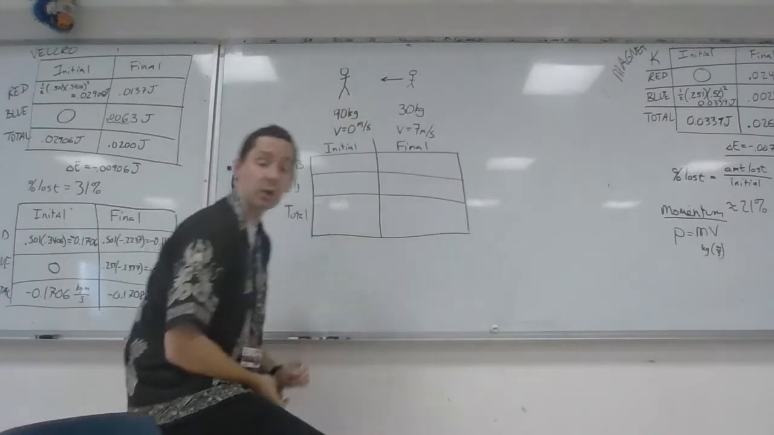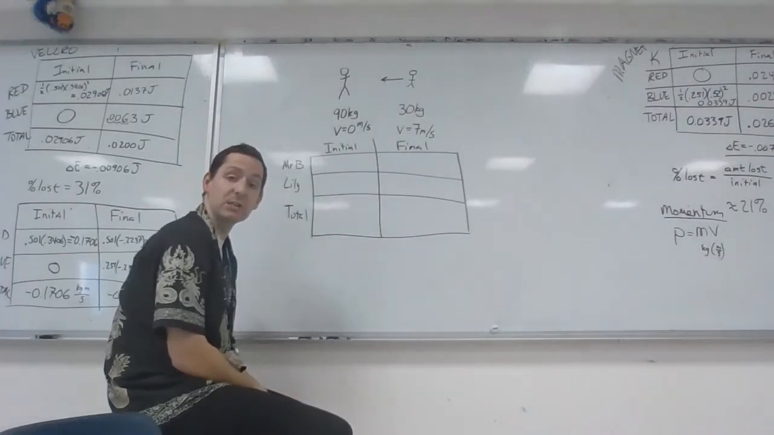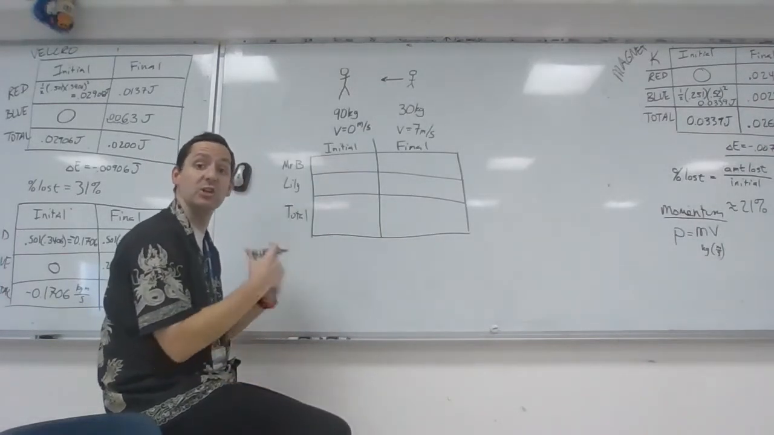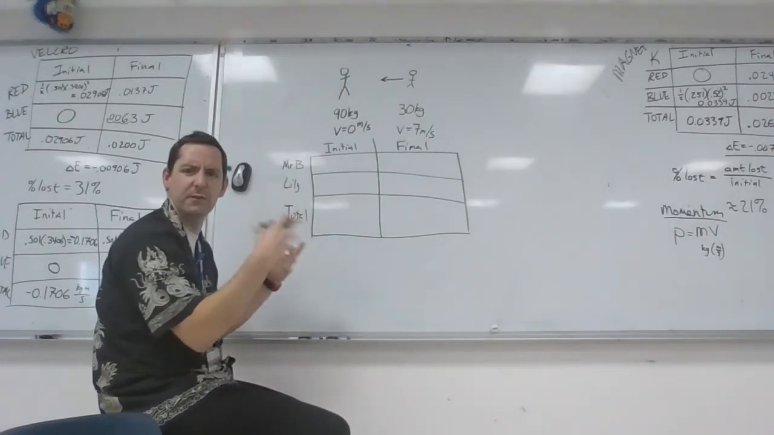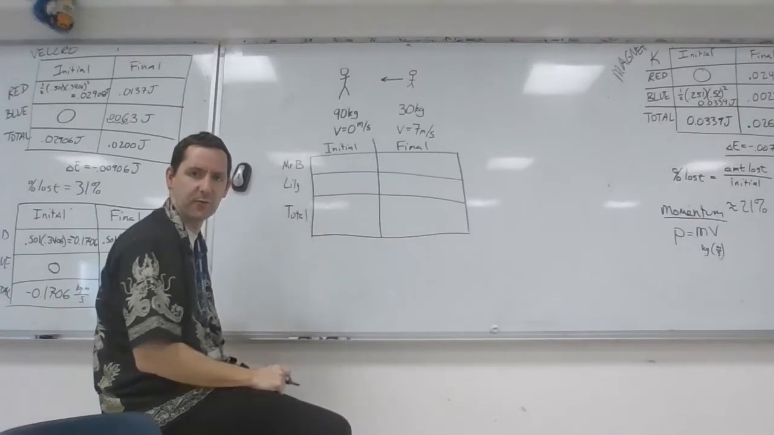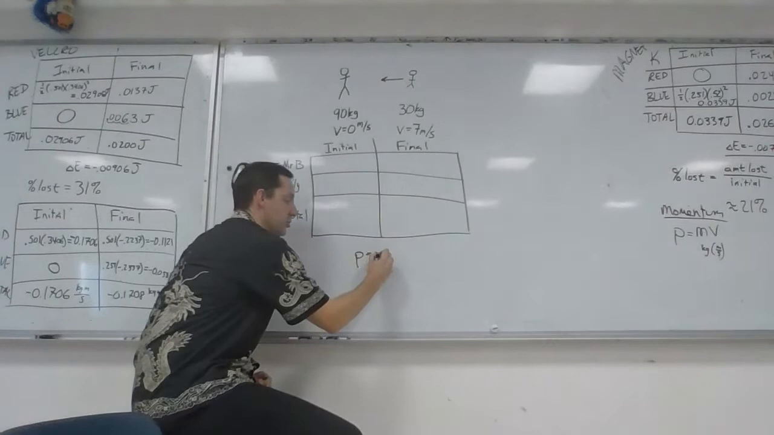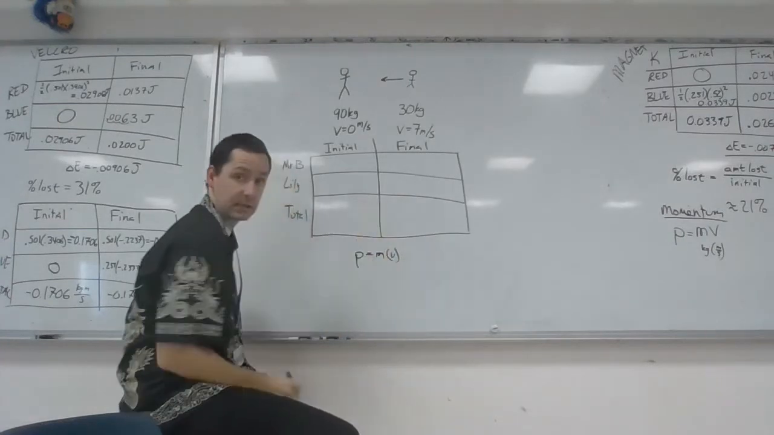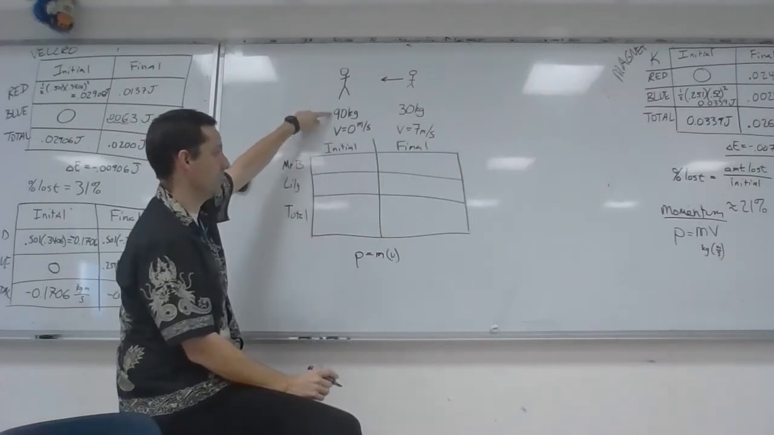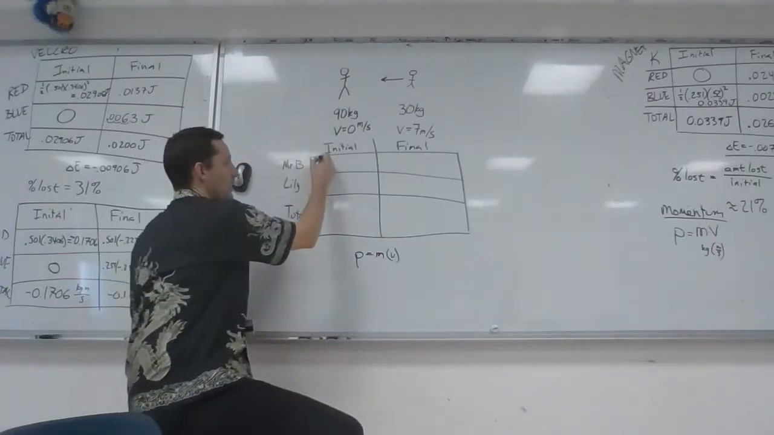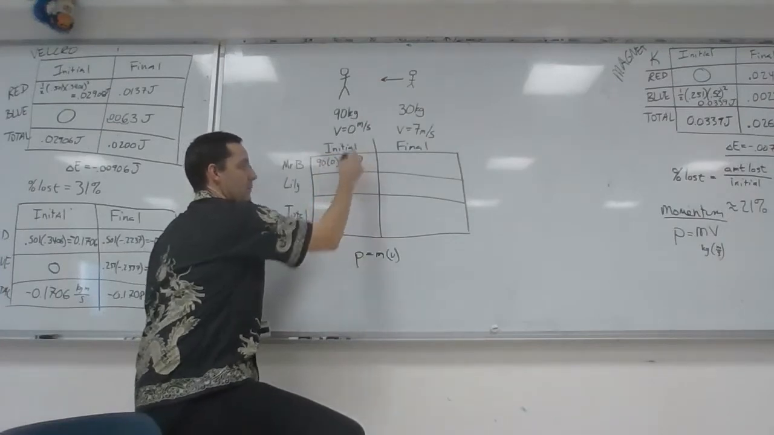Now, we're going to look at momentum here. We're not looking at energy, because we know that in the collision, energy is going to be lost or turned into other forms, and that's difficult to figure out exactly how much has been turned into other forms. So we're looking at momentum here. Remember, momentum is equal to the mass times the velocity. That's it. So initially, my mass is 90. My velocity is 0. So 90 times 0, we already know is going to be 0.